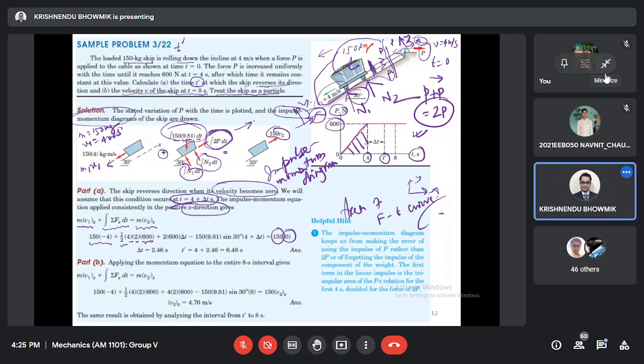Why? Let me check. Half multiplied by 4 multiplied by 60, multiplied by 2. Okay, why has this 2 come? I understood this is 0 to 4 multiplied by 60. Then why this 2? Can you tell me why this 2?